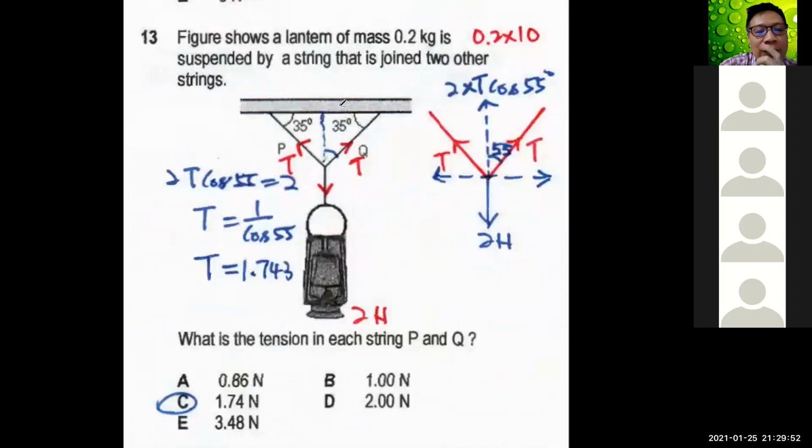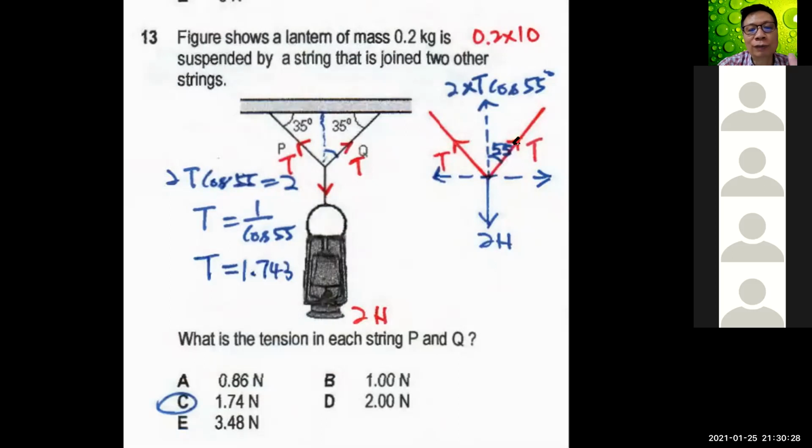Right, I draw the diagram here. So the weight is 2 Newton, 0.2 kilogram times 10 is 2 Newton. And then this one is the tension, right? Now this angle is 35 here, this one is 90, so here is 55. This angle is 55, so let's put it here now.